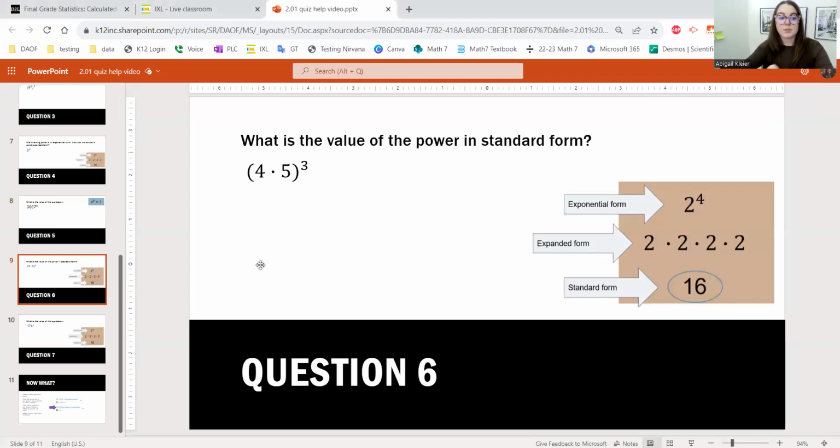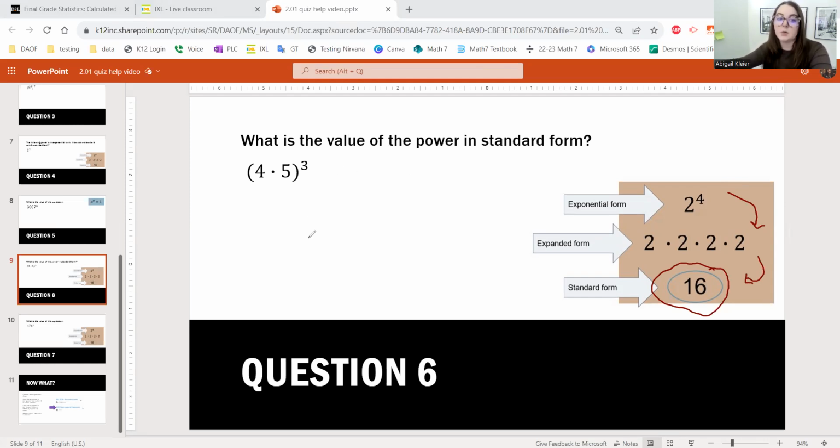Let's take a look at question number 6. Question number 6 is asking for the value of this power in standard form. So again, we need to know our standards. We do have this graphic here to help us. Standard form indicates that we have completely solved the answer. So we've gone from exponential form to expanded form and then to standard form. So let's go ahead and work out this problem.